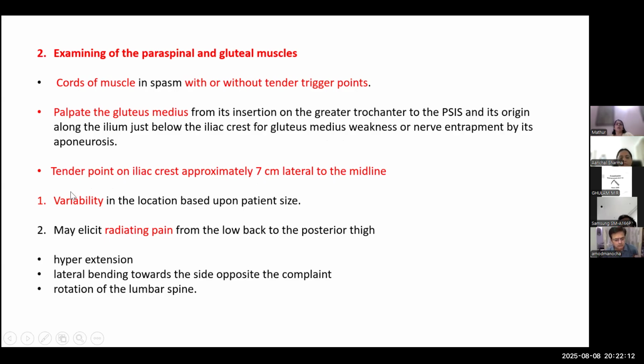So there is also a variability. It may not be 7 centimeters every time. If the patient is bulky, it can be, say, 6 centimeters. There have been very variable reports about this, but generally they have standardized it to approximately 7 centimeters. Also, you can elicit radiating pain from the low back to the posterior thigh by doing hyperextension, lateral bending towards the side opposite to the complaint, or rotation of the lumbar spine.